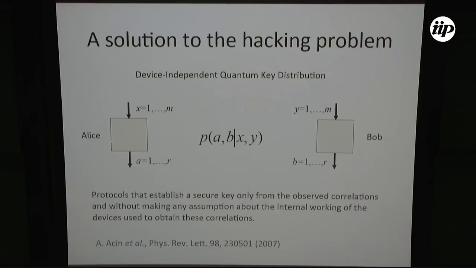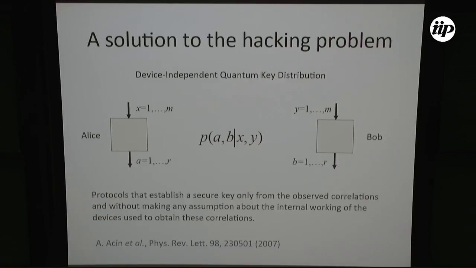So then, say, Alice and Bob go to the provider, they get one of these boxes, and they don't want to put any trust, so they are going to test these boxes. What can they do with these boxes? They can spend some time pressing these buttons and looking at the lights. With that, they can count the frequencies, and they can estimate the probability that this box gives output A and that box gives output B when they press buttons X and Y. For that, you don't need to trust the provider. Either you see these frequencies or you don't see them.